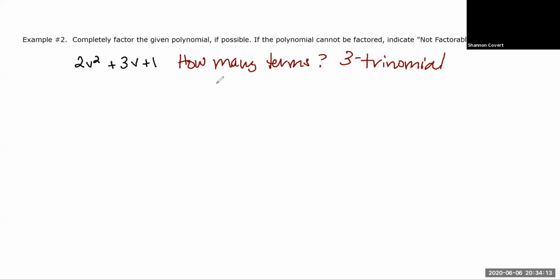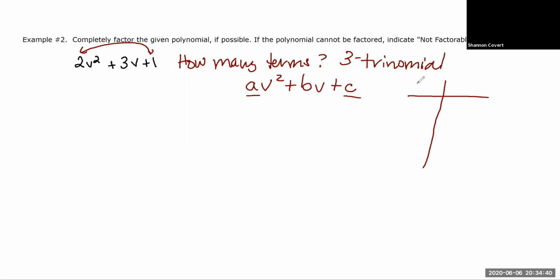All right. And so this is where the A's, the B's, and the C's come in. So we're going to use the AC method. So we're going to take A times C first. So in this case, that's 2 times 1. And I'm going to do a little T-chart over here to help keep me organized. Not a very good vertical line there. So 2 times 1. So I'm going to look for two things that when I multiply them together give me 2. And when I add them together, give me 3.